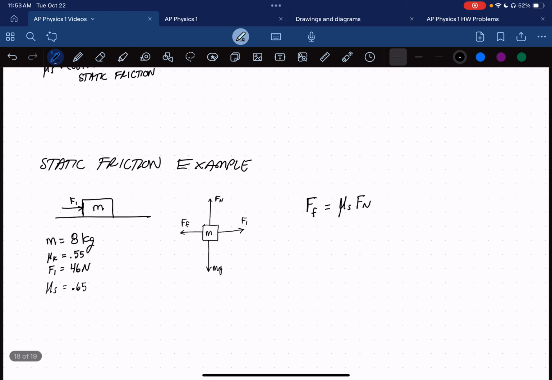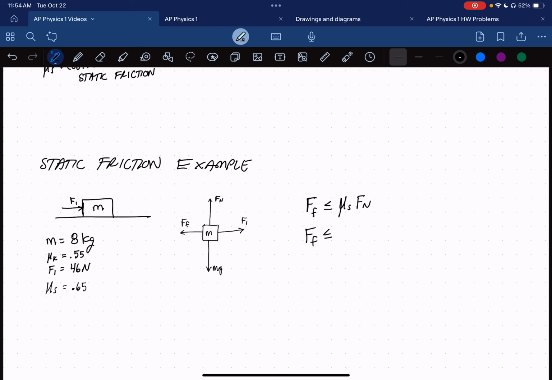Okay, this is the same example from before, but we've added the mu sub s here. It's the coefficient of static friction, which, again, is something that is determined experimentally, 0.65. And so we're pushing on a mass with force F1. So here I've drawn the free body diagram. And what we're going to do is calculate this equation. Oh, let me erase that. Should look like this. So the static friction force is less than or equal to mu sub s times Fn.